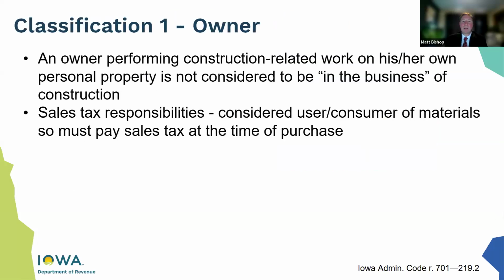The first type of contractor is what we call an owner. That would be you own the property where the construction is happening. You're the one who's performing the construction, or maybe you're acting as the general contractor. The point is that you're doing your own construction. Your sales tax responsibilities there are that you are the user consumer of the materials, so you pay tax on your materials. But like I said, if it's a new construction, there's no tax due on the services associated with that.